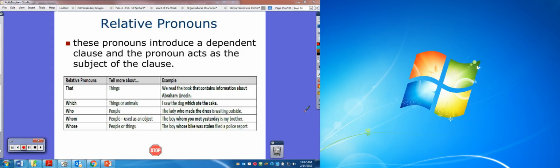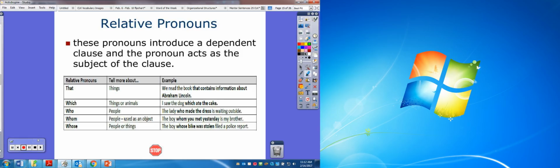Hi, it's Miss Norsworthy. Today we're going to talk about relative pronouns and the role of relative pronouns in complex sentences. A relative pronoun is a pronoun that introduces a dependent clause, and the pronoun acts as the subject of the clause. There are 5 relative pronouns.